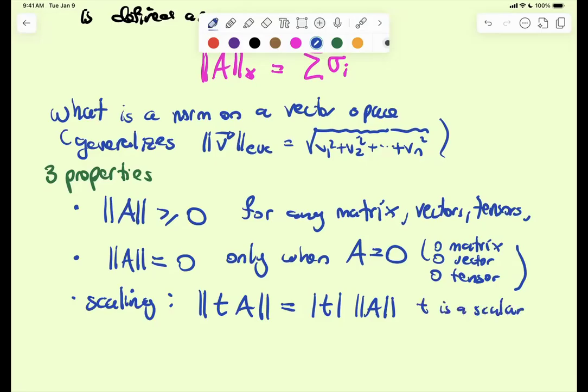And the last one is the famous triangle inequality, which is that the norm of a sum is less than or equal to the sum of the norms. Okay. I'll put this one in a different color because that's what makes the norm a very useful concept to work with.